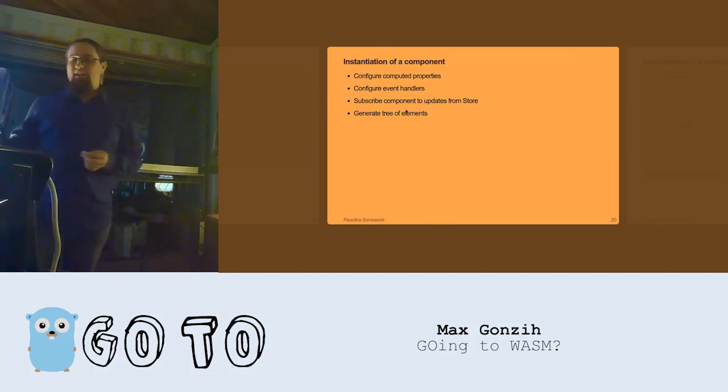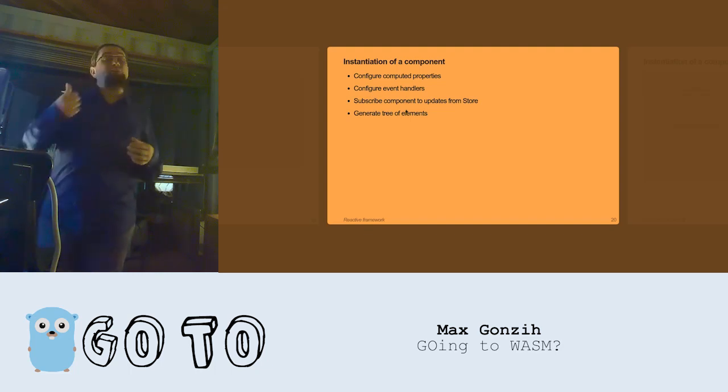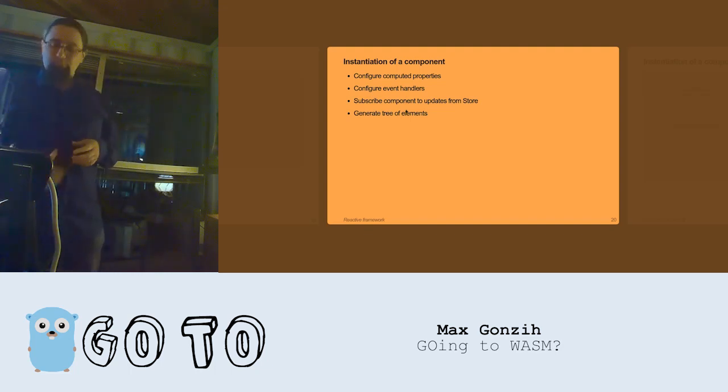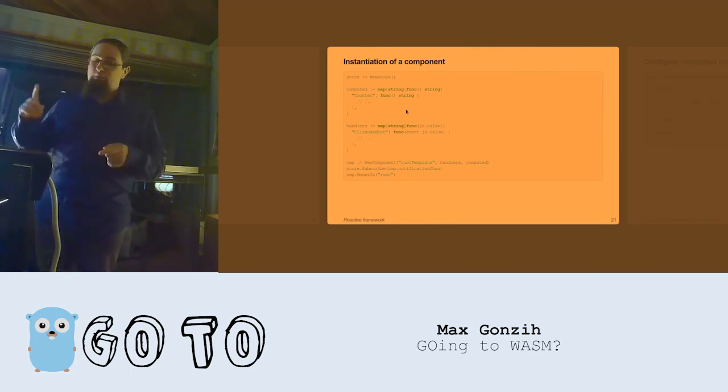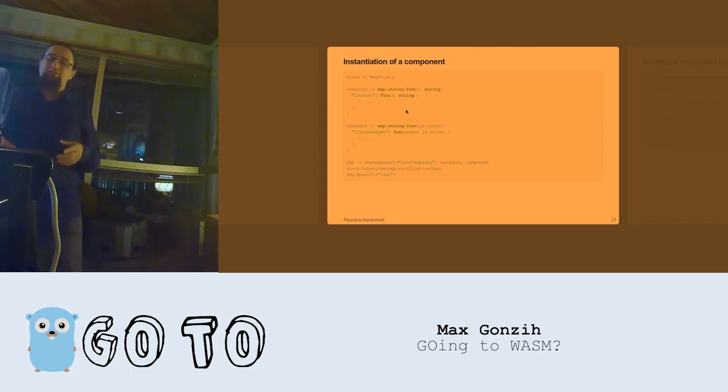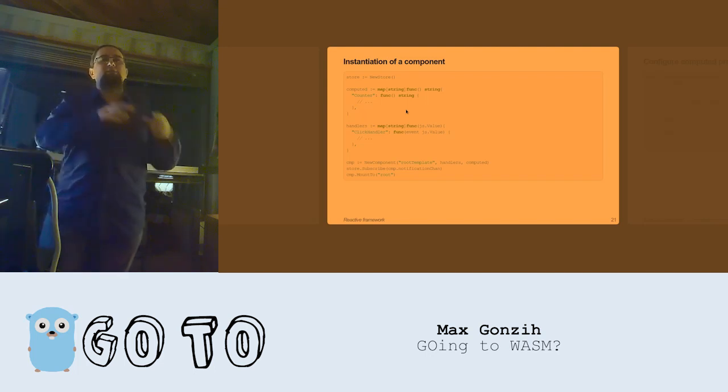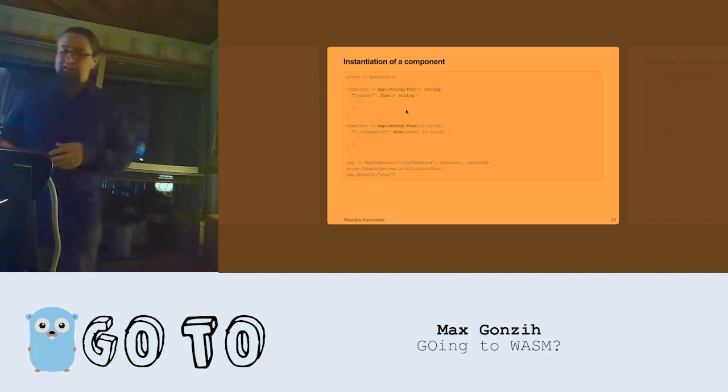Now we need to instantiate our component. To do that, we need to configure our properties in some way. We need to also configure our event handlers. We need to subscribe our component to updates from the store. And then we need to generate a tree of elements. Instantiation of the component: computed properties and handlers are going to just be hash maps of string to function of some sort.